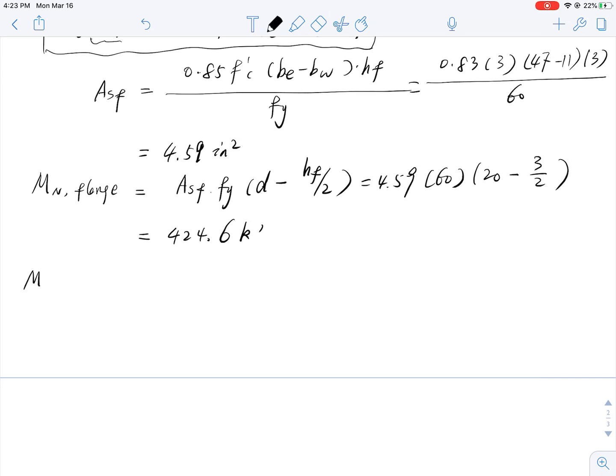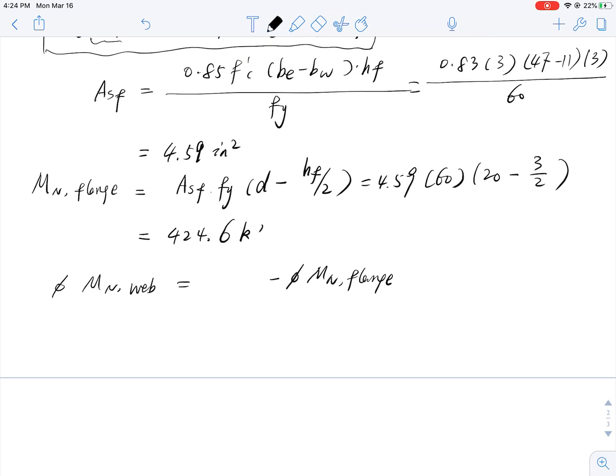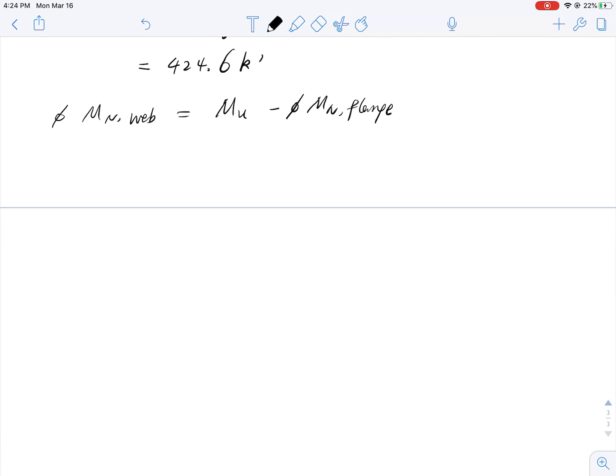Now I need to have my web as well. So phi Mn web required should equal phi Mu minus phi Mn flange. Sorry, no phi here on Mu: Mu minus phi Mn flange.